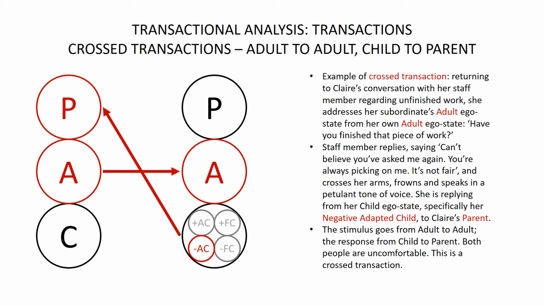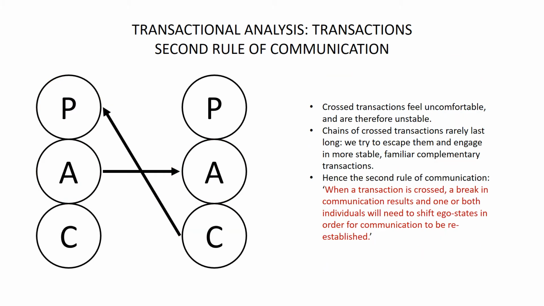This cross-transaction is clearly difficult for both of them. Claire is irritated not to receive a response from adult, while her staff member is, perhaps, feeling pressured by Claire's adult stance. Because cross-transactions are by nature uncomfortable, they are inherently unstable. Communications made of chains of cross-transactions rarely last very long. Participants feel the need to escape from them and engage in more stable and familiar complementary transactions.